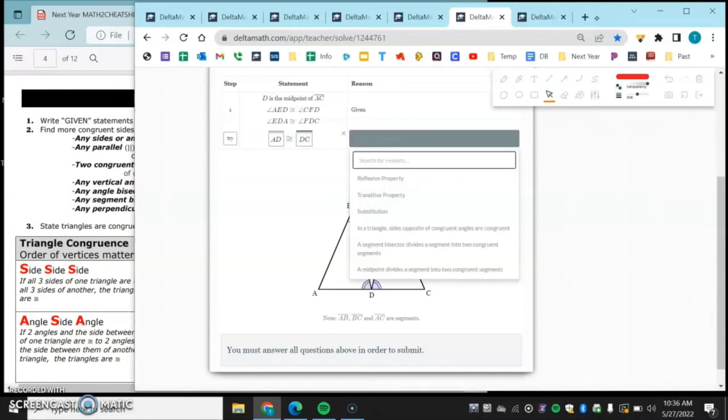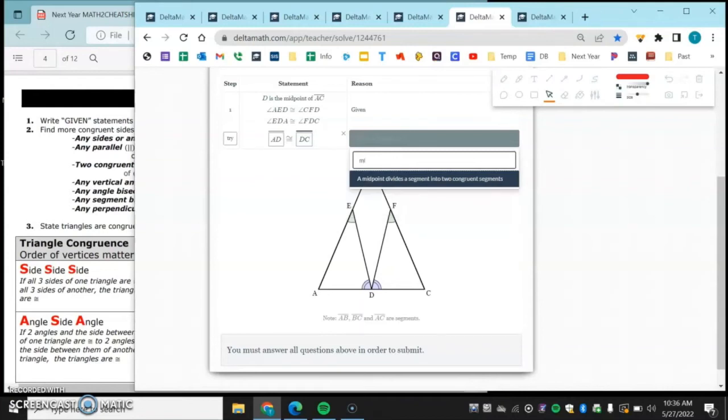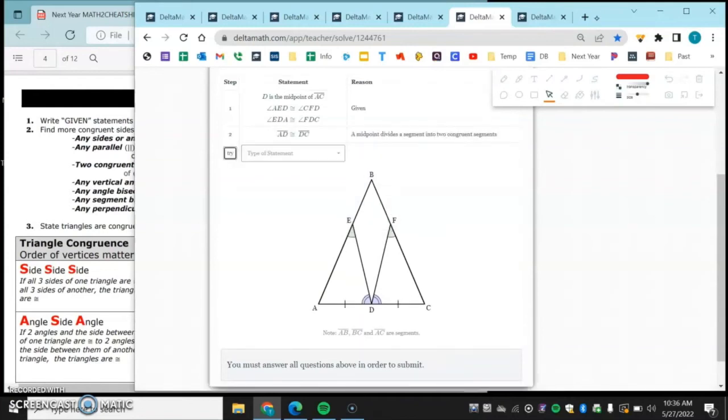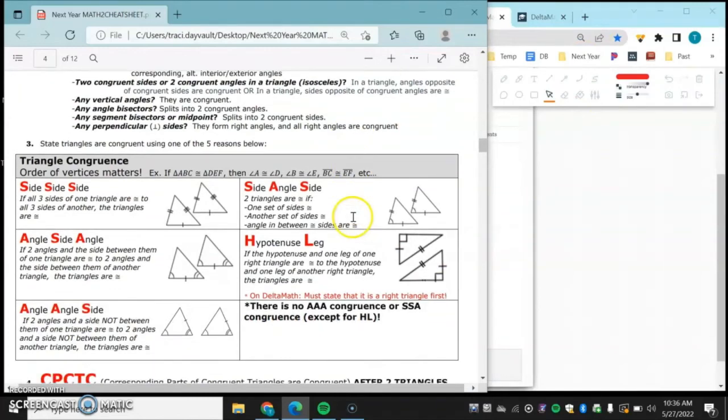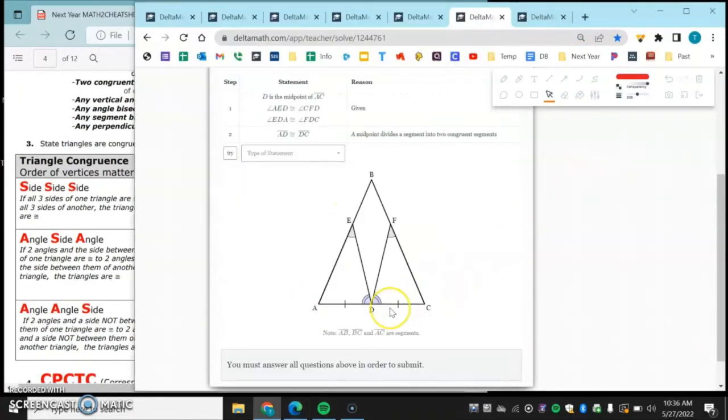So I'm going to type in midpoint or look for midpoint. And now I've got 2 congruent sides. So I've got angle, angle, and side. Let's look at the order to see if it's angle, side, angle, or angle, angle, side. And these sides that are congruent are not in between the 2 angles. So this one would be angle, angle, side.